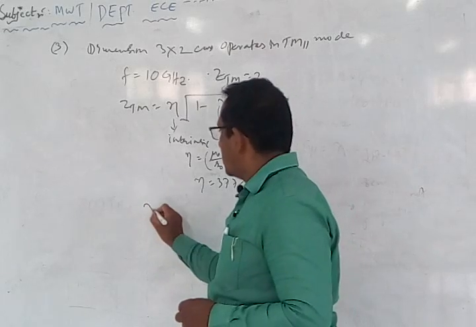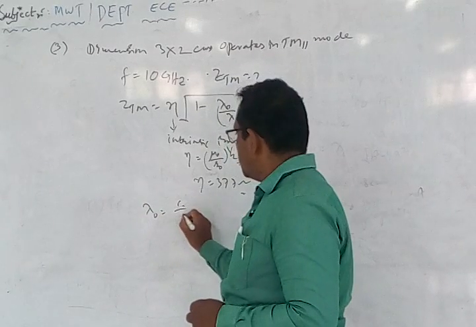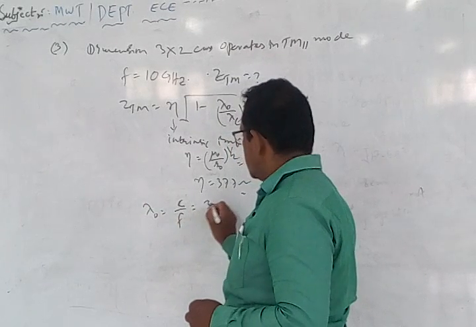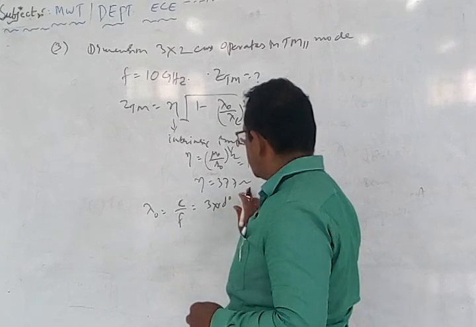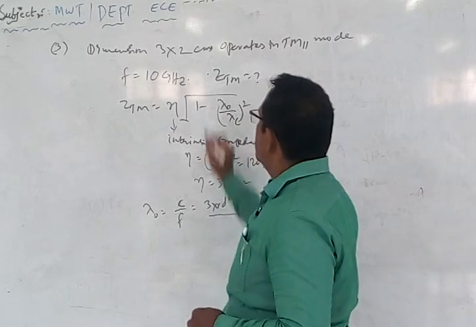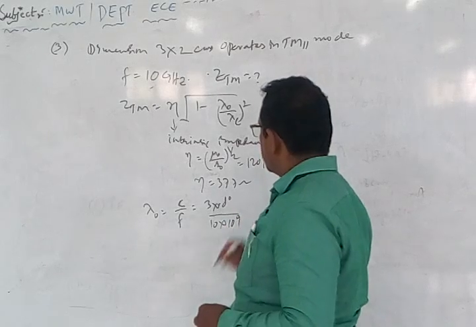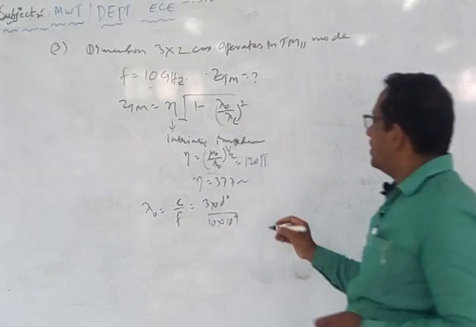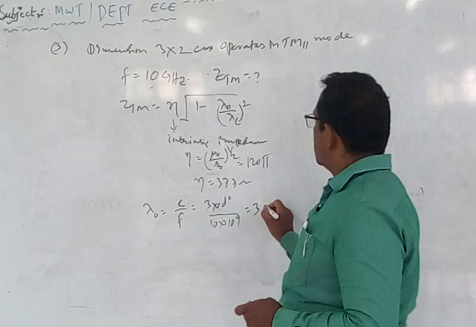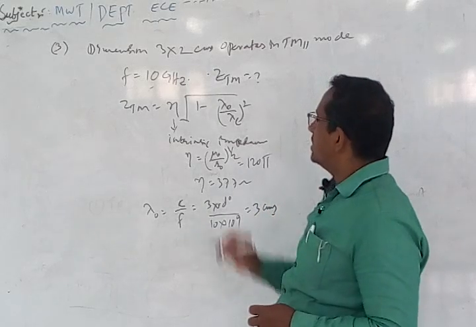The next is lambda naught. What is lambda naught? C by F. What is C? 3 into 10 power 10 centimeters per second, divided by F. What is F given? 10 into 10 power 9. So I'll be getting around 3 centimeters as lambda naught.